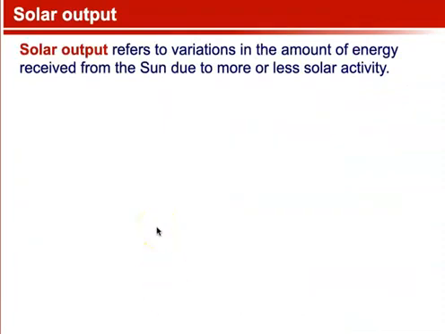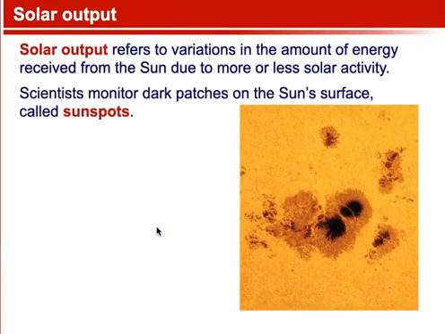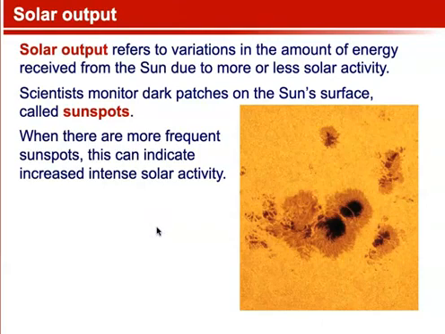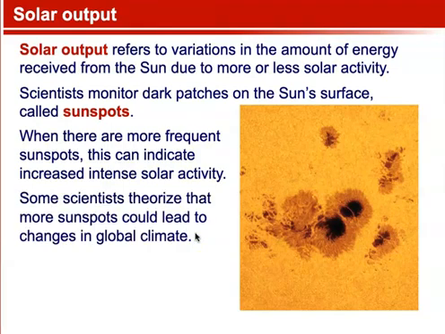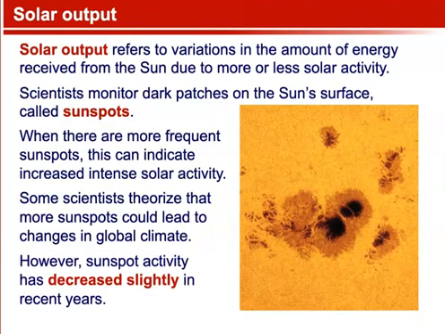Solar output. Solar output refers to variations in the amount of energy received from the sun due to more or less solar activity. Scientists monitor dark patches on the sun's surface called sunspots. When there are more frequent sunspots, this can indicate increased, intense solar activity. Some scientists theorize that more sunspots could lead to changes in global climate. However, it's important to point out that sunspot activity has decreased slightly in recent years.